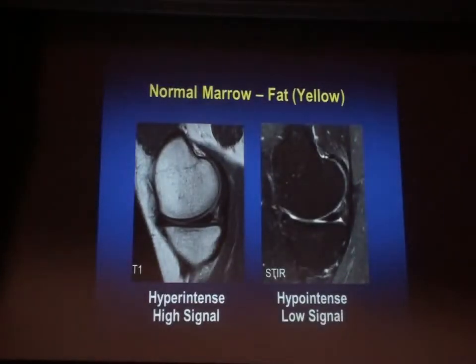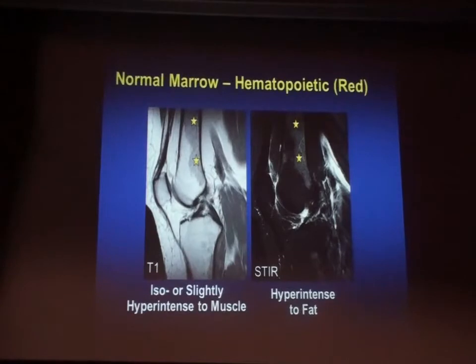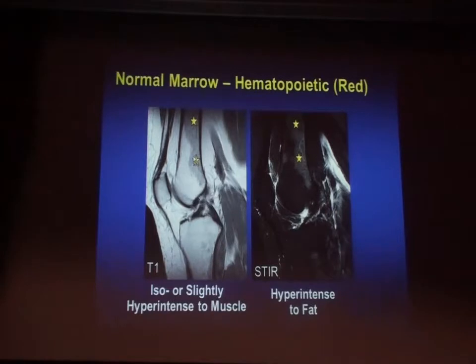So if we're looking at MRI of normal fatty marrow, T1 weighted images, the fatty marrow is bright on T1 or hyperintense, high signal on T1 weighted images, and the fatty marrow is low signal on the fat saturated T2 weighted images or STIR images. That's what normal fatty marrow looks like. Erythropoietic marrow, more complicated. We see it here in the diaphysis and metaphysis, is isointense or slightly hyperintense to muscle on T1 weighted images, and hyperintense to fat on fat-saturated T2 weighted images.